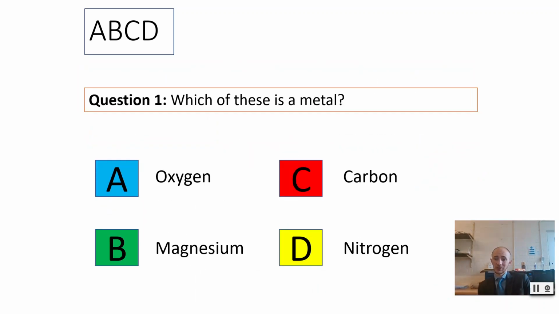Question 1. Which of these is a metal? If you didn't answer it, pause it and answer it. That goes for all the questions. So which of these is metal? The answer is B, magnesium. All the others are non-metals.